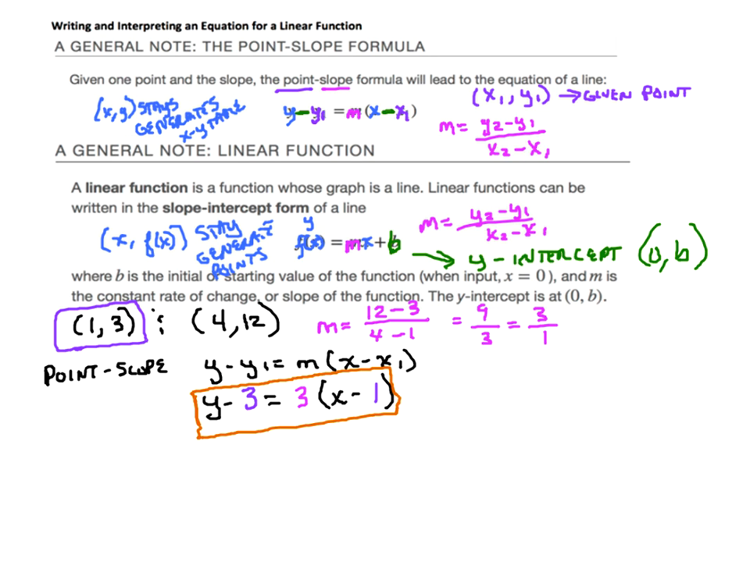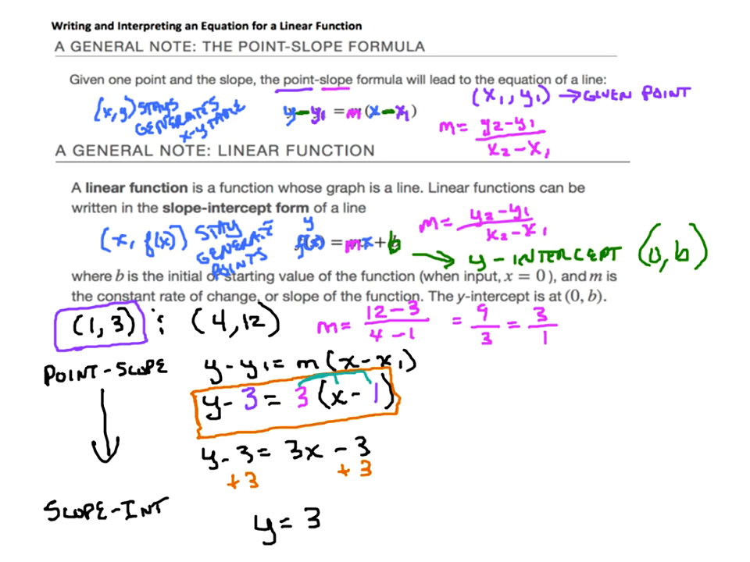But what I can do now is move from point slope form and rearrange this same equation into slope intercept form. So to do that, I need to distribute my 3, and that gives me y minus 3 equals 3x minus 3. Add 3 to both sides. And I end up with y equals 3x.